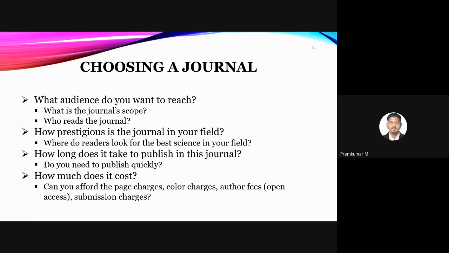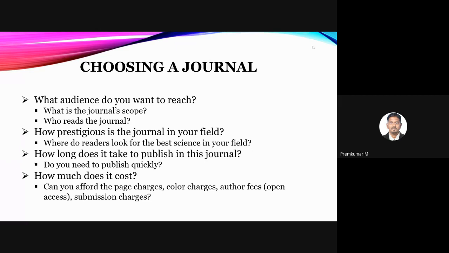Okay, so who reads the journal and what is the journal scope? Based on that, you have to select it. And how prestigious is the journal in your field? Instead of going with the new journals, you have to go with some prestigious journal. Why? Because you'll get a lot of audience, a lot of readers. Once you get a lot of readers, obviously the visibility of your paper will be more and the citation of your paper will be more. So obviously, you have to see the prestige of the journal.